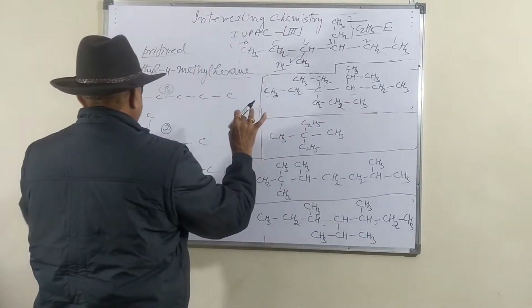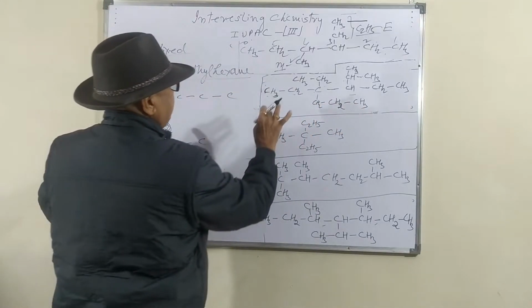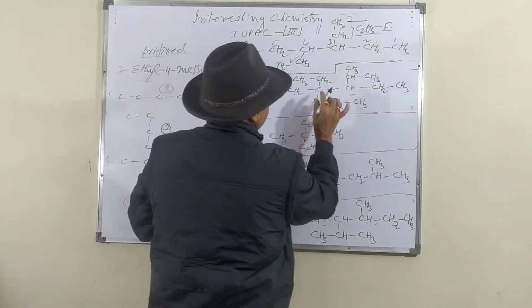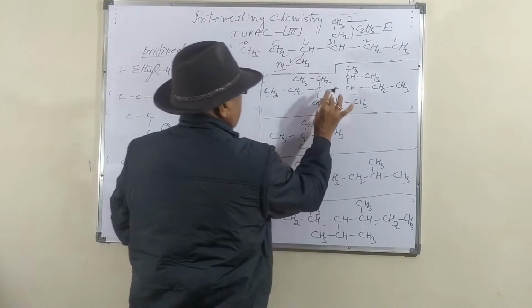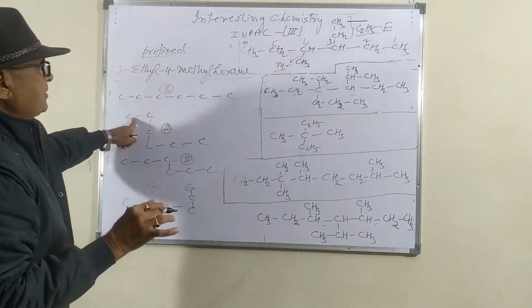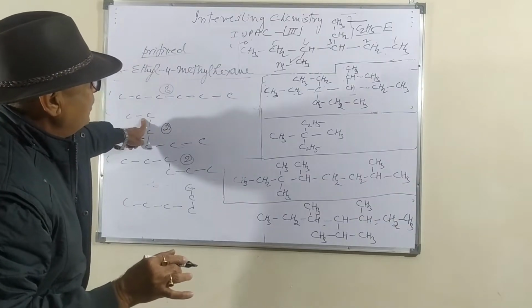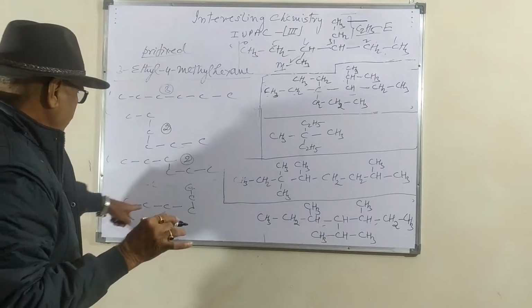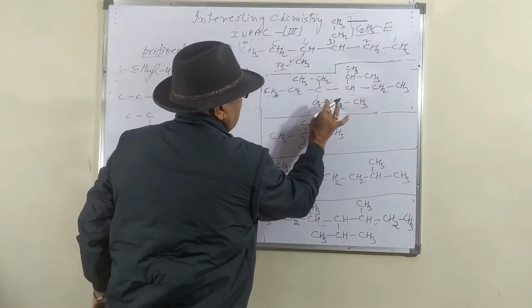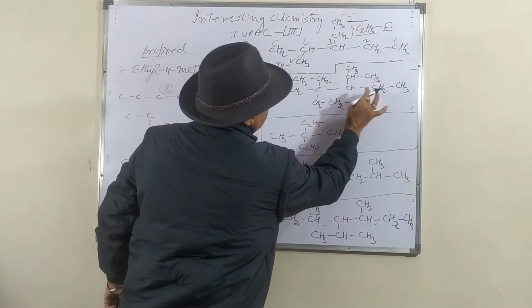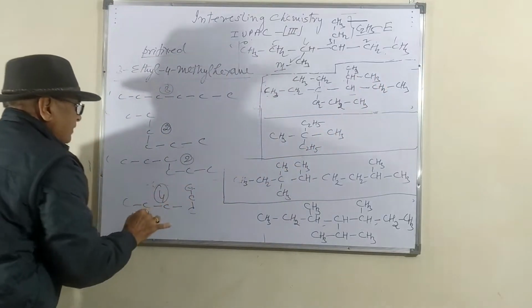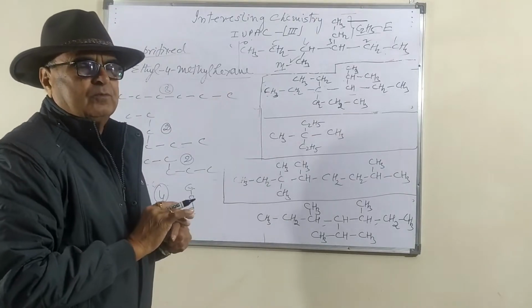In the next structure you will find two. Now come to this one, 1, 2, 3, 4. On 1, 2, 3, you will find only two substituent groups. In this structure you will find 2, and in this structure you will find 2. Now come to this structure, 1, 2, 3 and 4. Here in this structure you will get 4 substituent groups.